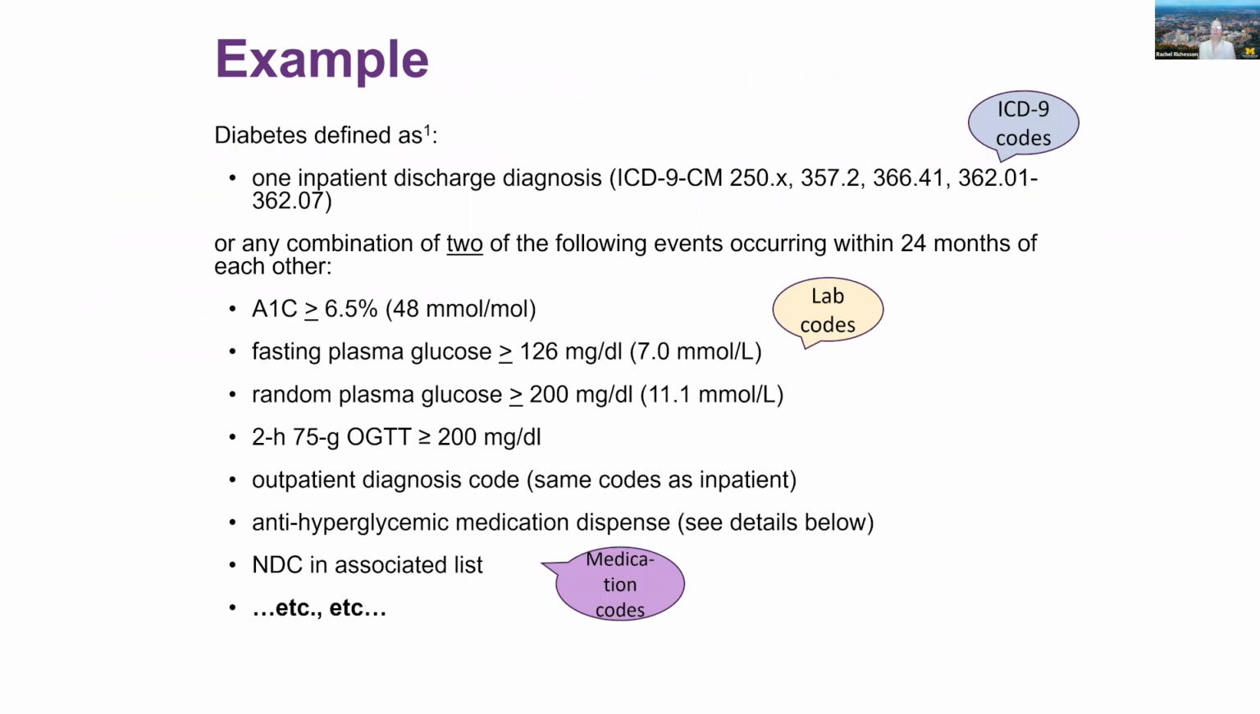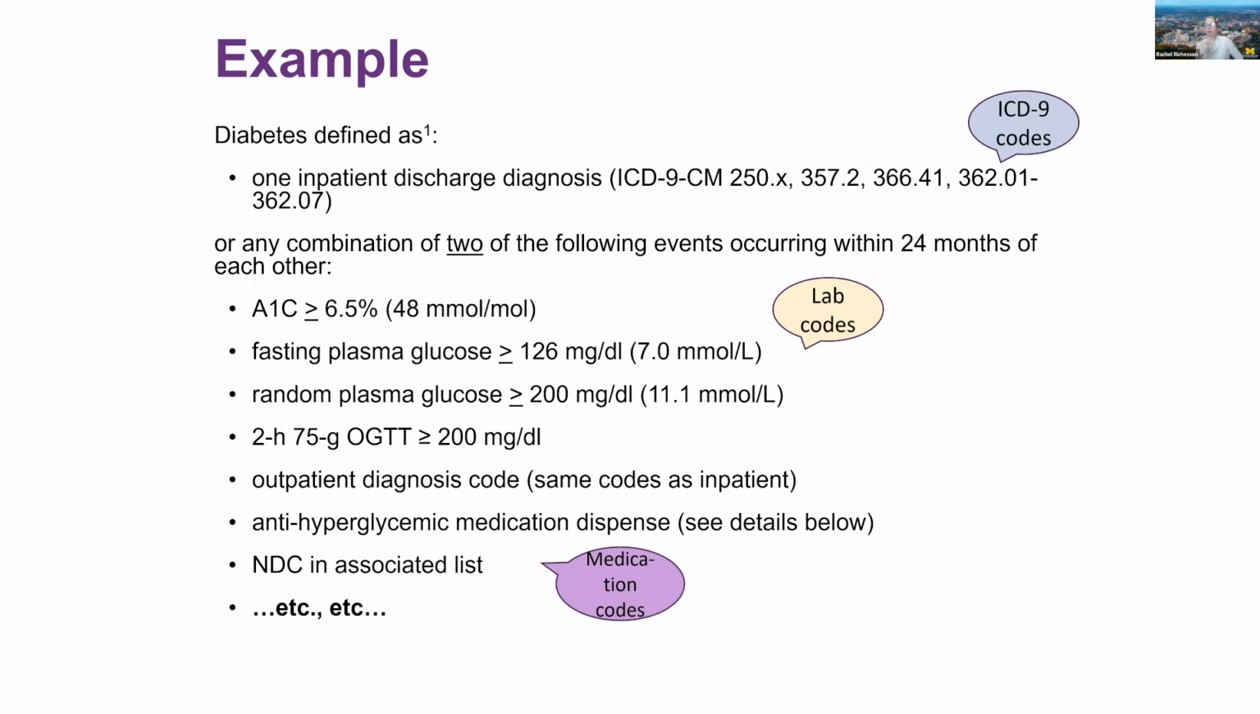And one example here is diabetes. I just want to show you this definition includes a couple of different data types and some logic and some values. So I hope you can see highlighted, I've got ICD codes in the top line. So this definition includes one inpatient discharge diagnosis of any of these codes that are listed, or a combination of any two of the following events occurring within 24 months of each other. And we've got some labs listed and some medications. So these can be multi-data type. There's some logic, there's lists of codes. So this is what a standard rule-based phenotype definition looks like.